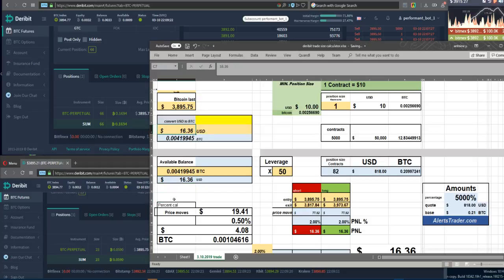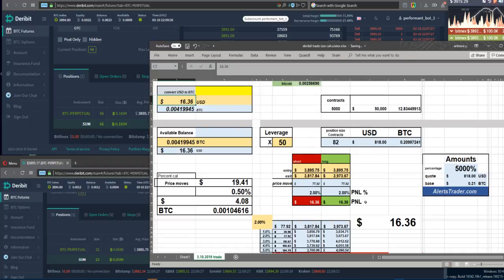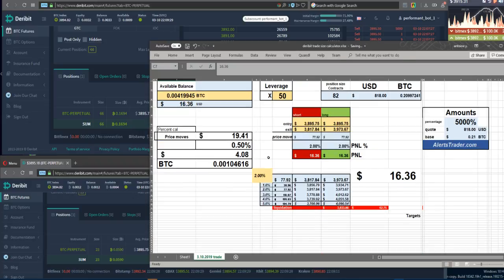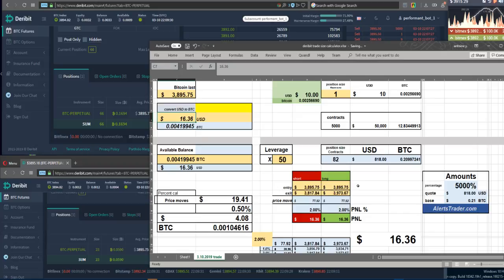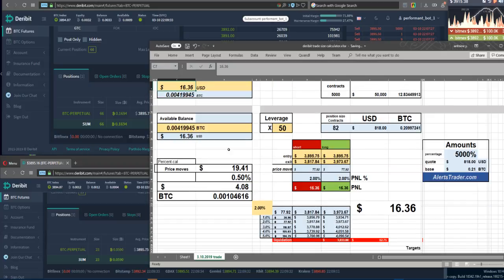All right. So we get some accurate numbers over here. On a 2% move, we can make 16 bucks. We can double our money on a 2% move. That means price has to move how much? $77. All right, here. Price move: $77.